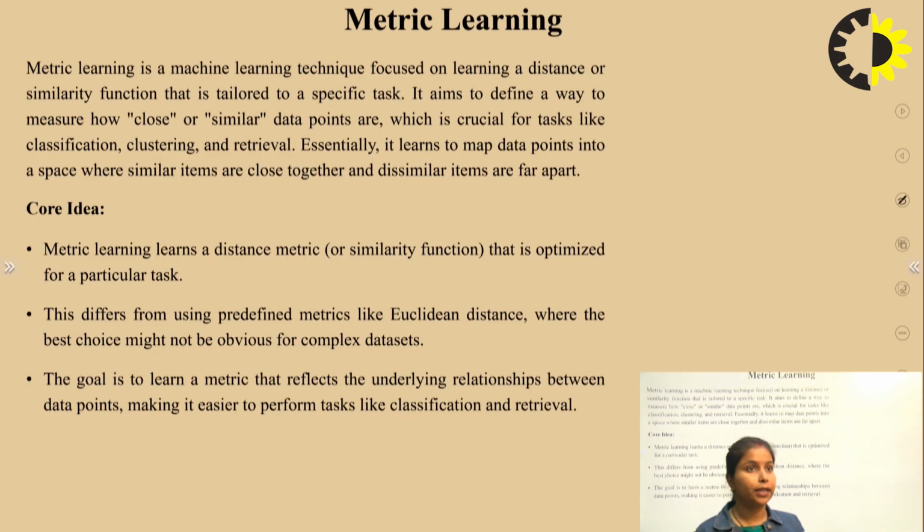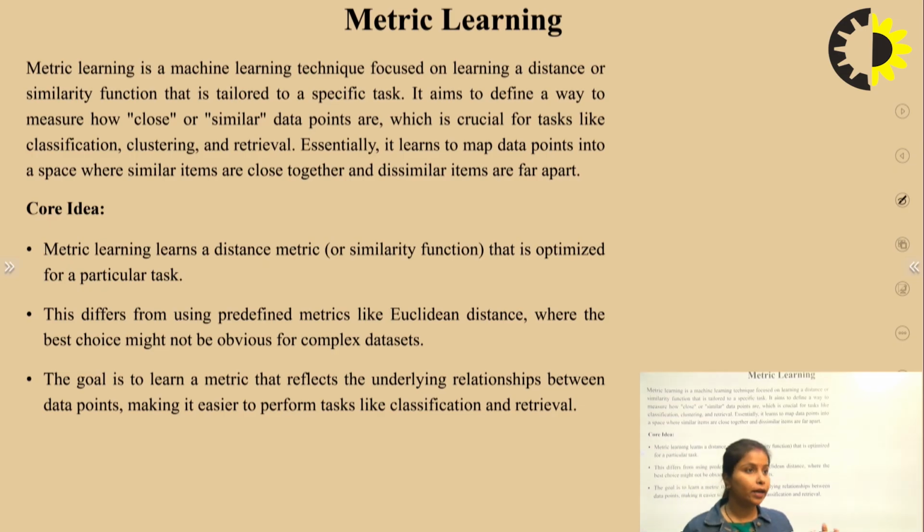Now our next topic is metric learning. Metric learning is a machine learning technique focused on learning a distance or similarity function that is tailored to the specific task. The main aim is to measure how close or how similar two given data points are, which is crucial for tasks like classification, clustering, and retrieval. Essentially, it learns to map data points into a space where similar items are close together and dissimilar items are far apart.